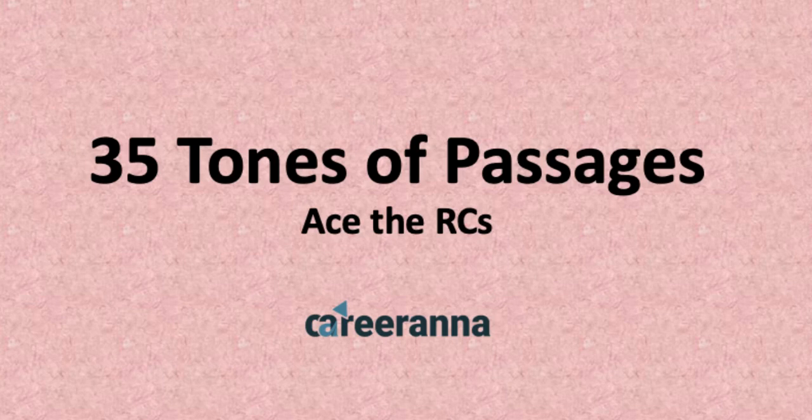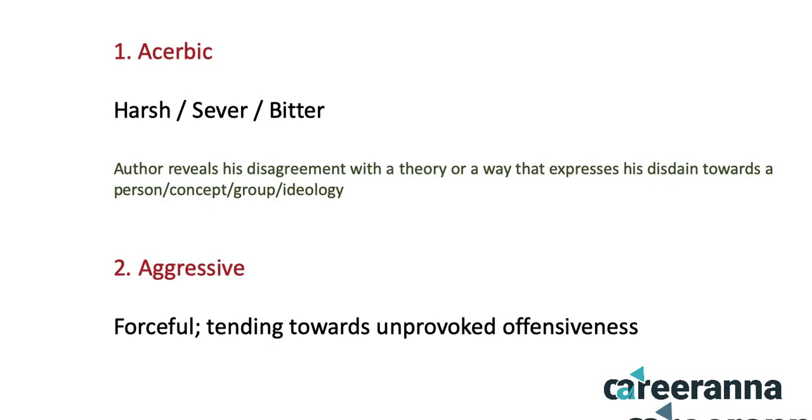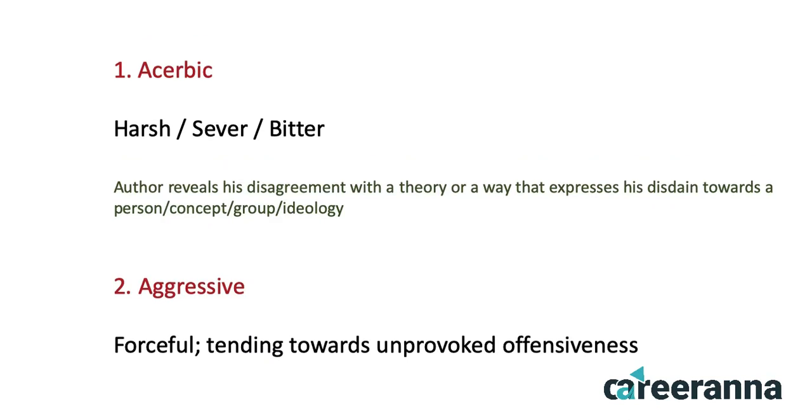Now, to start off, the first couple of tones which we are taking up are acerbic and aggressive. Now, when it comes to acerbic, acerbic majorly means harsh, severe, bitter. This is basically used when the author is trying to showcase the disagreement with a particular theory, or he is expressing his disdain towards a particular group of people, person, concept, ideology. This is called acerbic tone.